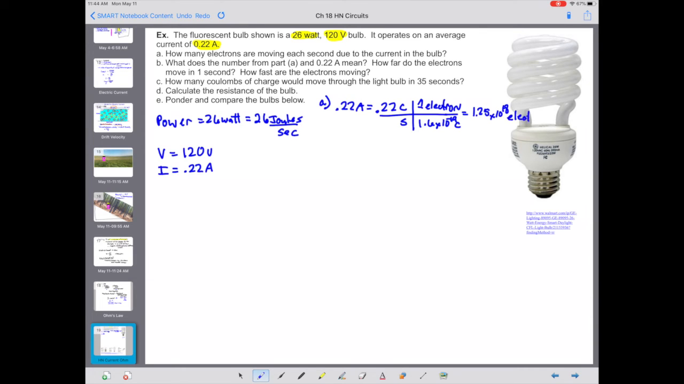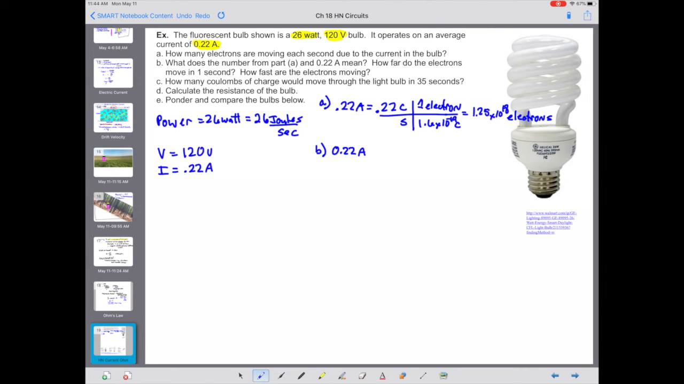So that's going to give us 1.25 times 10 to the 18th electrons each second, that's how many electrons are moving through the wire. That's 1 million trillion electrons moving through the wires, moving through the light bulb every single second.